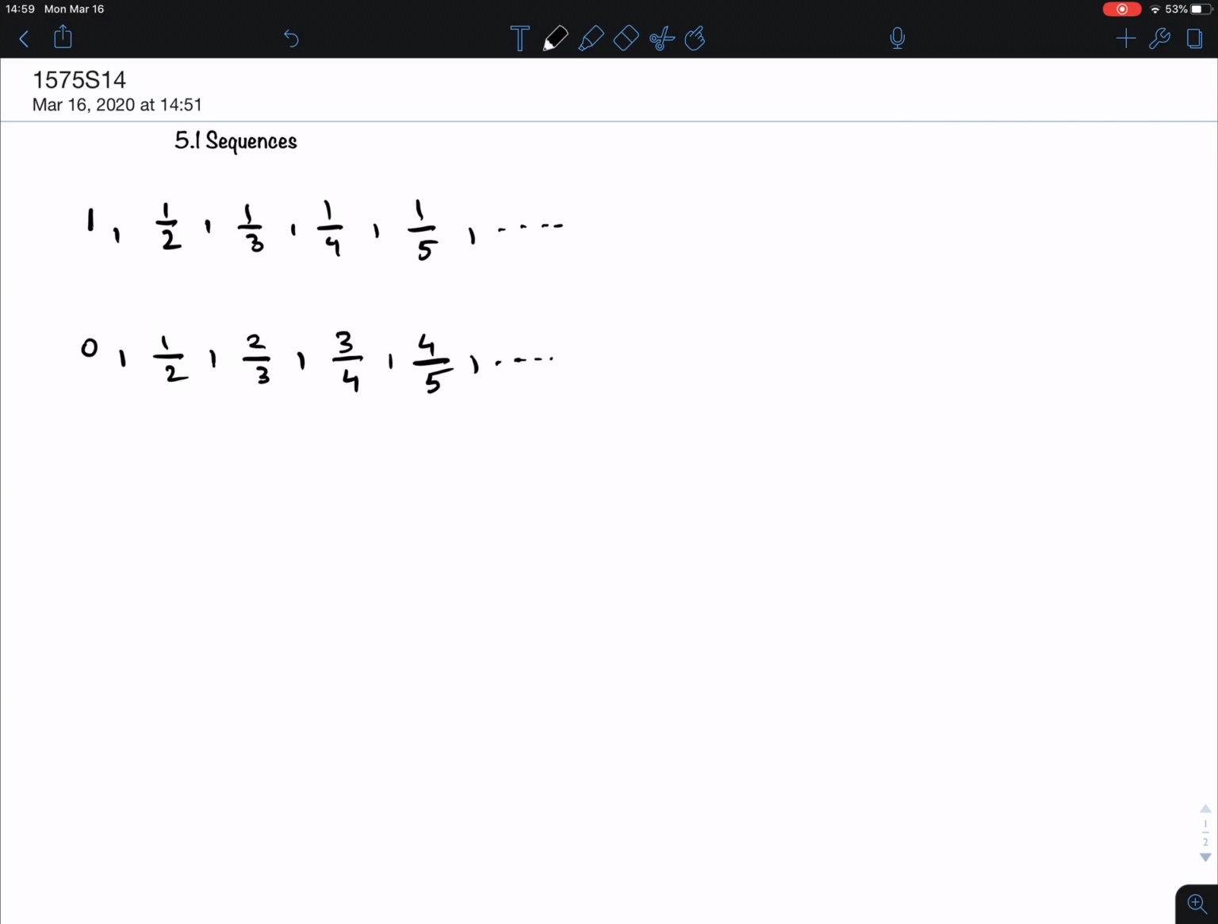Okay, so we go to sequences. I'm going to do a little bit less than what the textbook does, because I'm going to focus on the things that we really need to do. Okay, so what is a sequence?